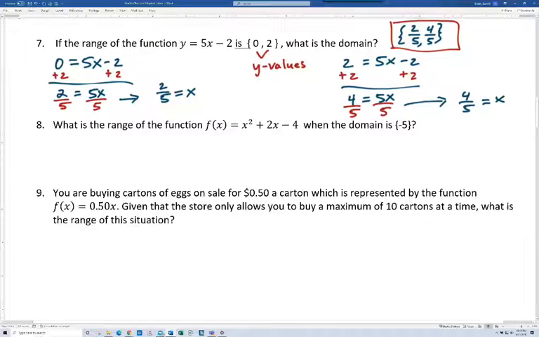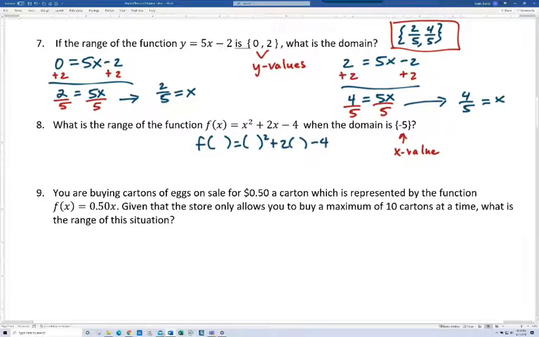All right, on number 8, it says, what is the range of the function f of x equals x squared plus 2x minus 4 when the domain is just the set with -5 in it? In other words, there's only one domain value, and that's -5. In other words, -5 is the only number we get to plug into this function, and whatever we get as an output, that's going to be our corresponding range. And so all we need to do here, so notice we've got an x value here, we're talking domain. All we've got to do here is plug that into the function.